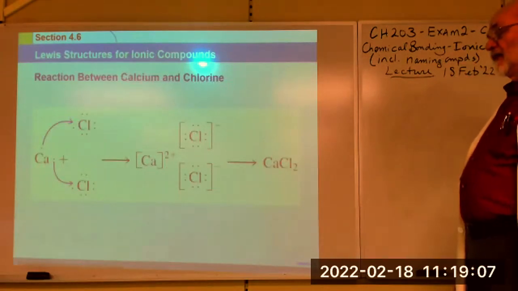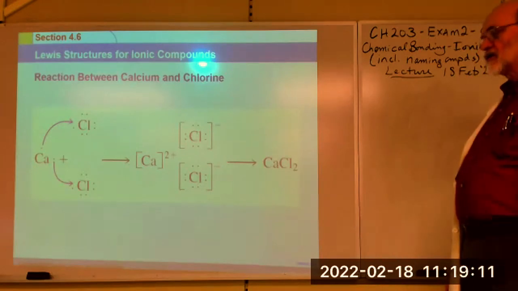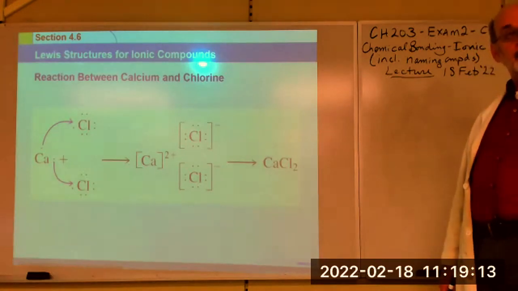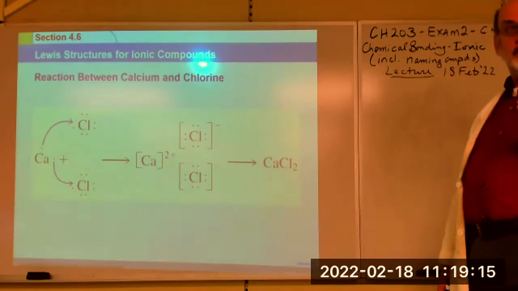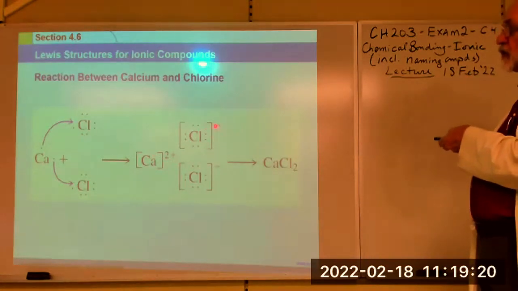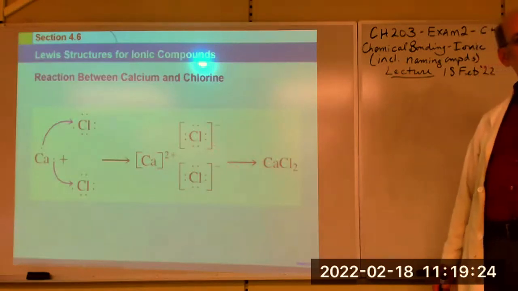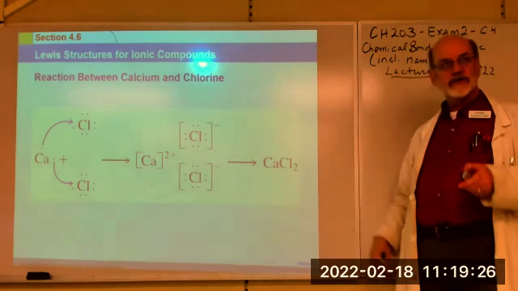Calcium chloride. Calcium is an alkaline earth. It can form a 2 plus charge. Chlorine is a halogen with a 1 minus charge each, so you need two of them. So a 2 plus from calcium combines with two 1 minuses from chlorine, and that's why calcium chloride is written this way, to balance the charges.